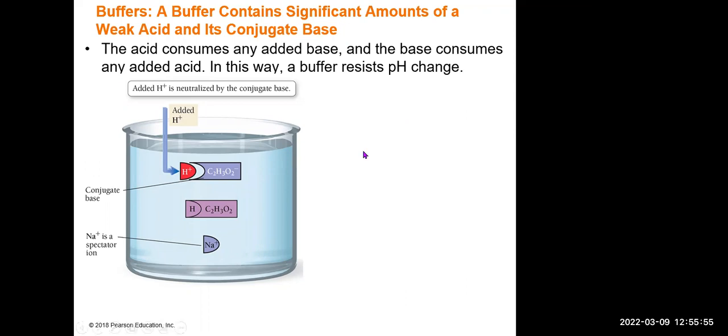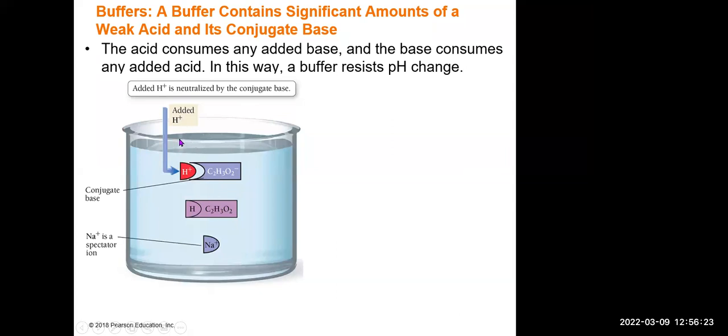In this cartoon, we can see we have a buffer. Our buffer has these two components. This component is the acid component of the buffer, and this component is the base component of the buffer. We need this spectator ion to make our sodium acetate, because you cannot have only acetate. So just remember we have these two components, the weak base and the weak acid.